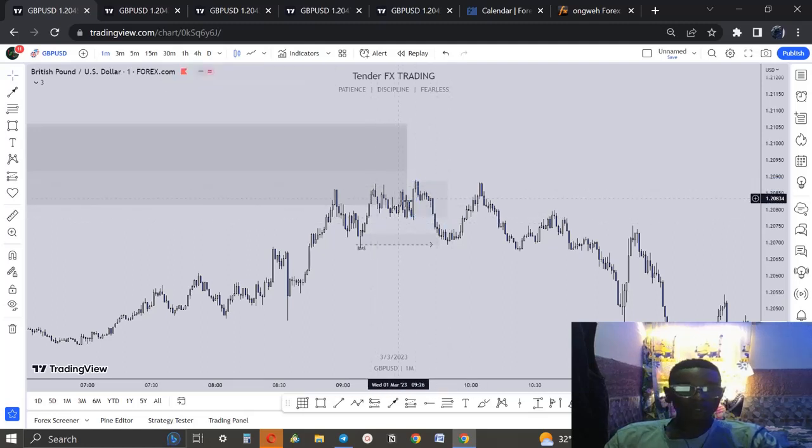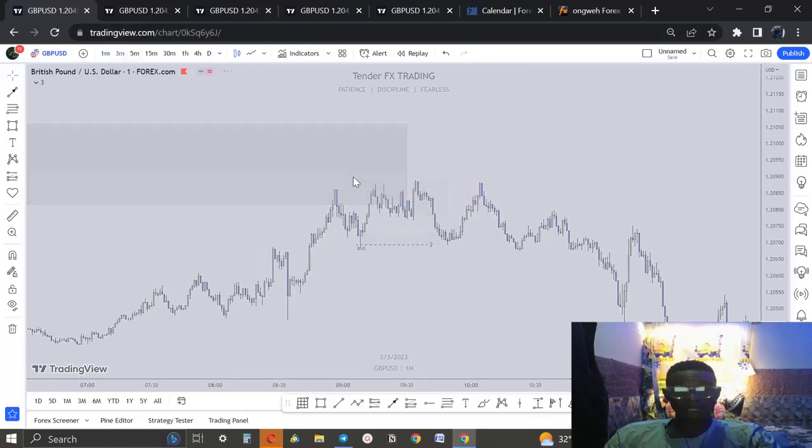So this was my 3 minutes time frame supply zone, and it looked very, very clear to me. On the 3 minutes time frame, it looked very, very clear. Let me show you guys that.